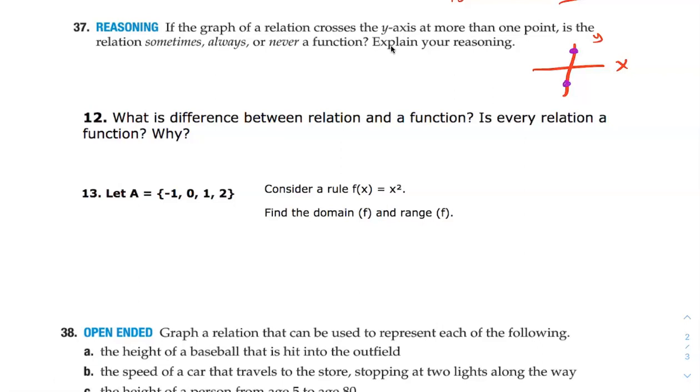So in this case, it's not a function. Never, right? You're going to have one x value for 2 y values, so it's not a function. It's never a function. It does not pass the vertical line test.